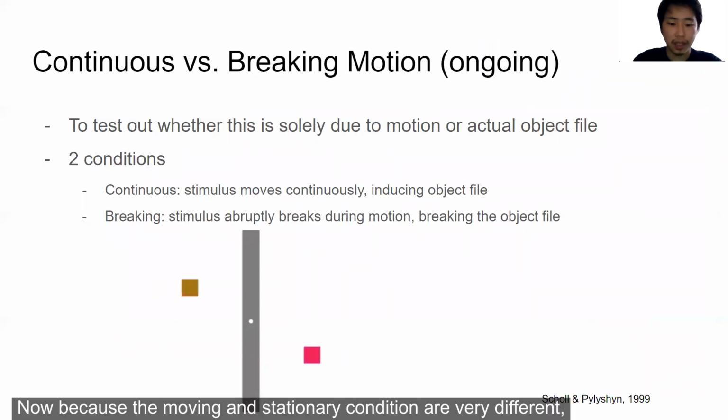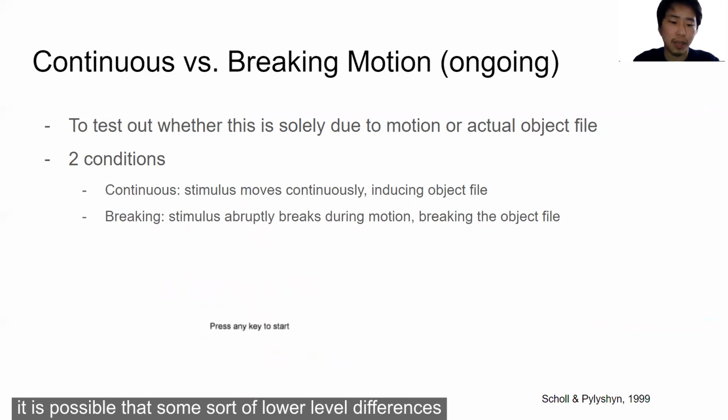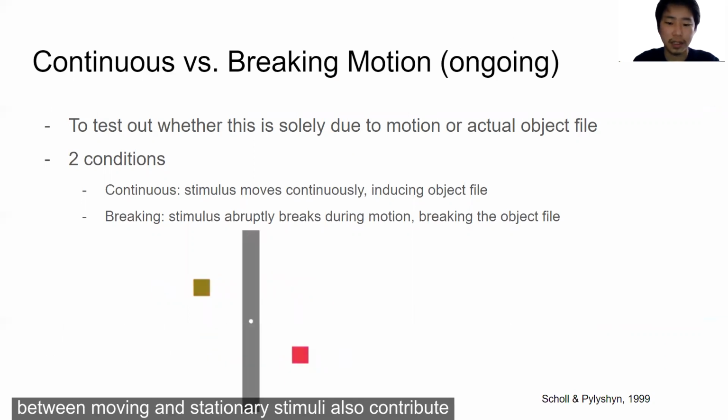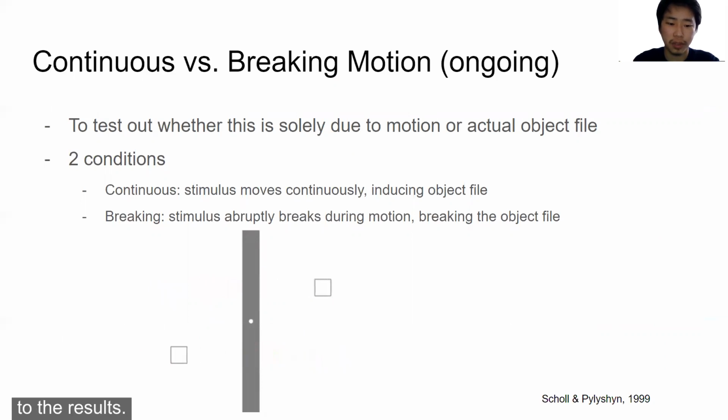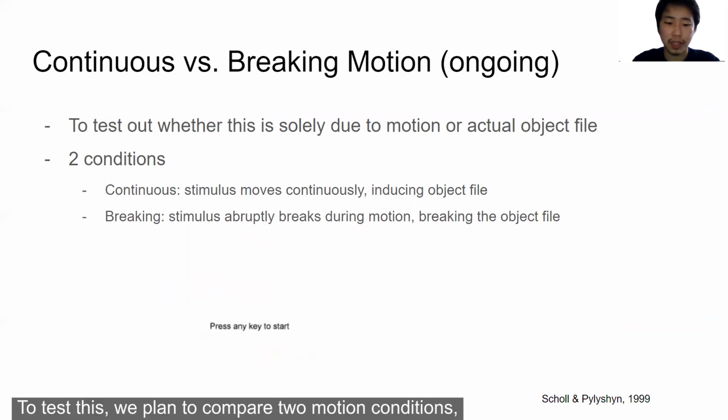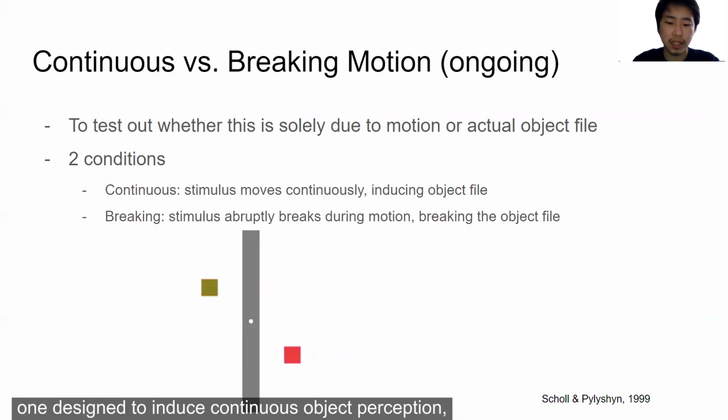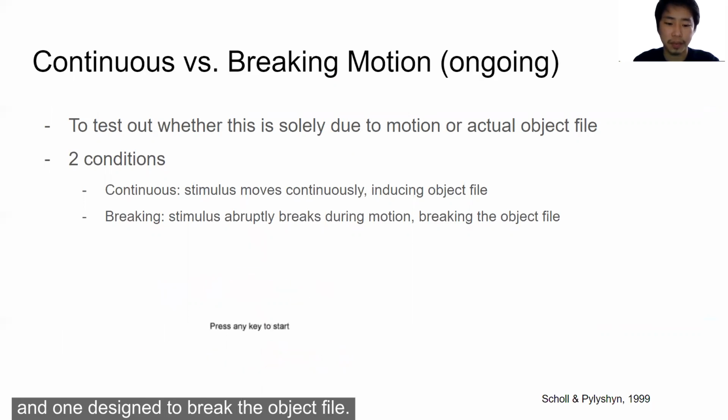Now, because a moving condition and stationary condition are very different, it is possible that some sort of lower level differences between moving and stationary stimuli also contribute to the results. To test this, we plan to compare two motion conditions, one designed to induce continuous object perception and one designed to break the object file.